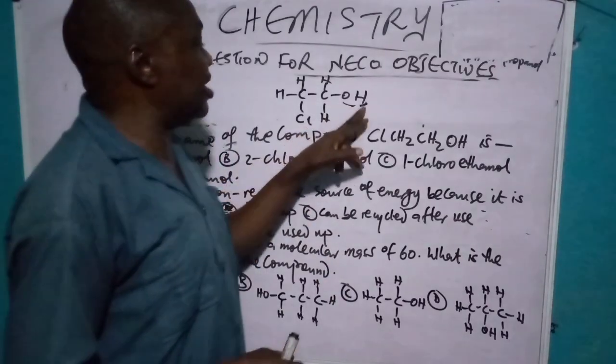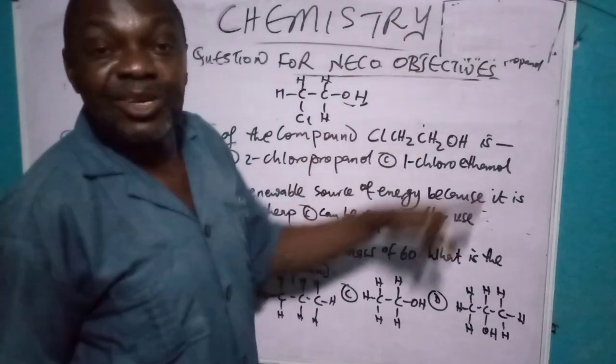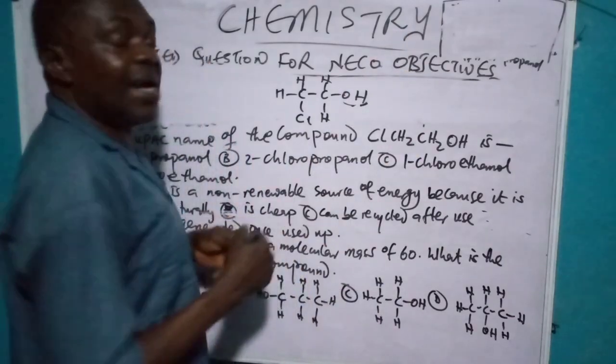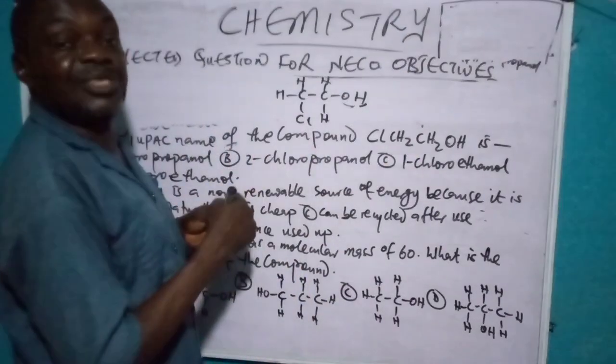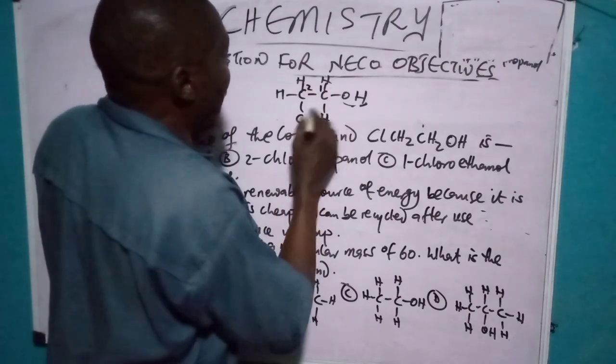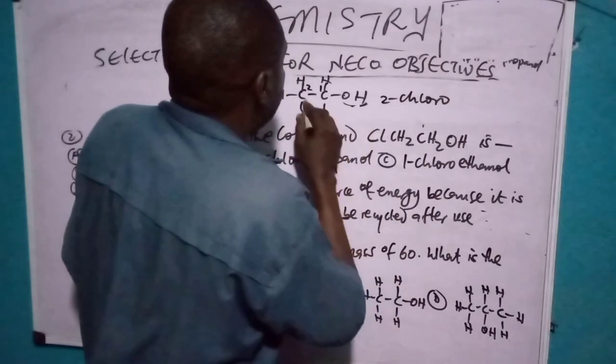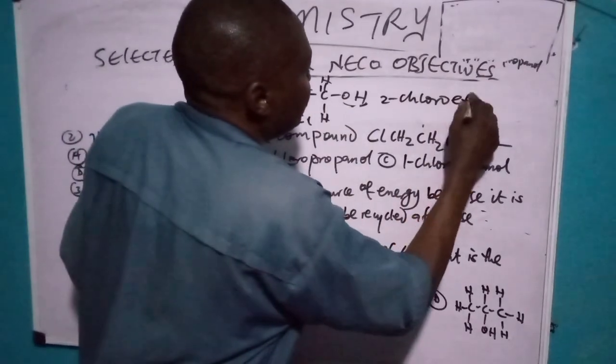So this OH gives this compound the identity that it is an alkanol and not an alkanoic acid. It's an alkanol. When you are counting, start counting from the carbon atom nearest to the functional group. So you start here, 1, 2. So it becomes 2-chloroethanol.